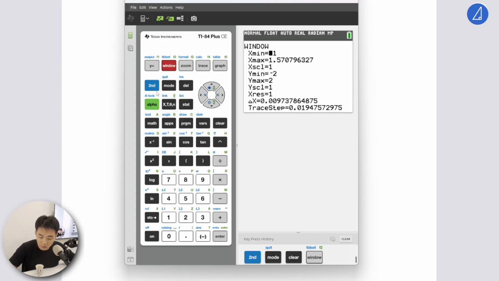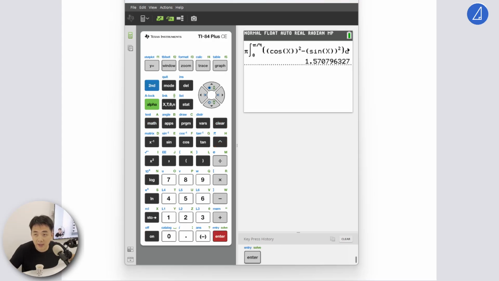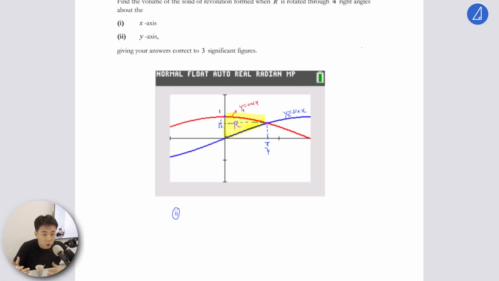So because they didn't ask for exact, we can just key in calculator. So key in calculator would be, if I were to key in, you go math number 9. Oh, so I'm going to put the pi there first, math 9, then I'm going to key in calculator here. So the answer is 1.57 cubic units, right? So not an issue. So for the second one, if you rotate about the y-axis, you must be able to visualize how it looks like.